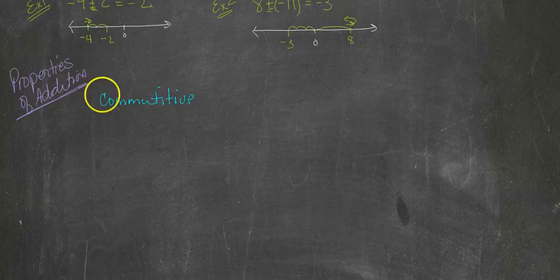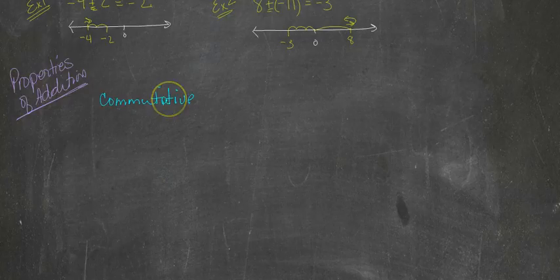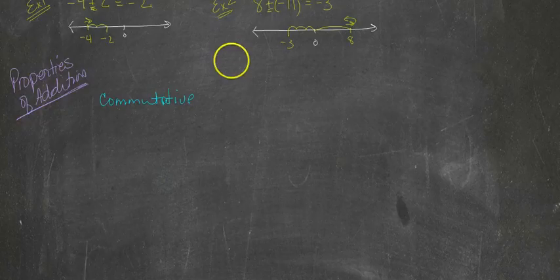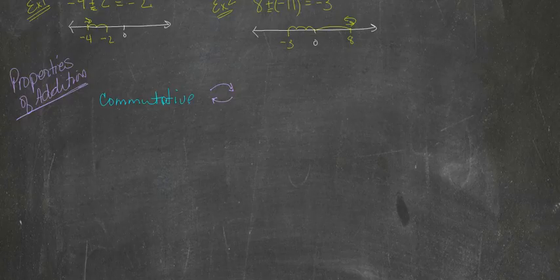Commutative property, and it's actually, I spelled it wrong, it's commutative property. What that means is that you can switch things around. So commutative property means that if it works in that direction, it'll work in this direction as well. Not all operations have a commutative property that go with them, but addition does.